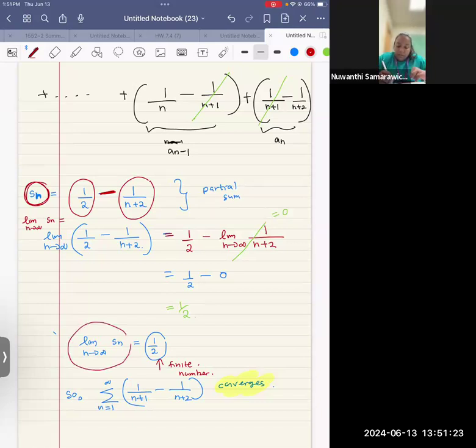We have to check whether, as n approaches infinity, the limit of the partial sum is a finite number or infinity. If it is a finite number, like this question, the series converges. Otherwise, the series diverges.